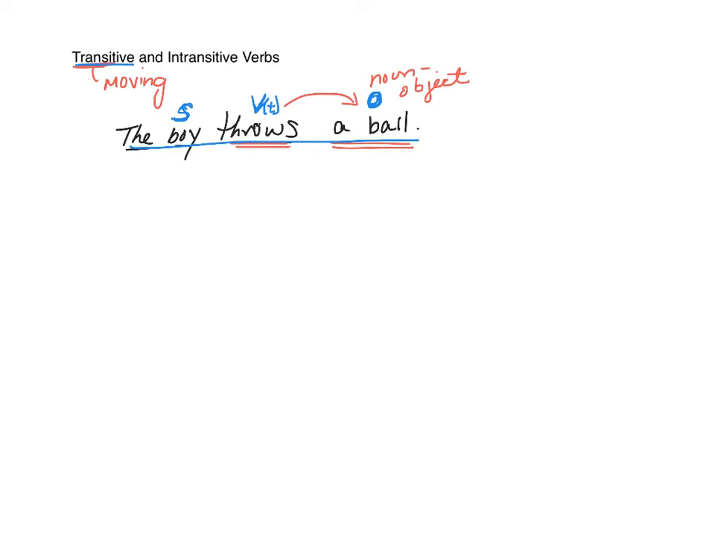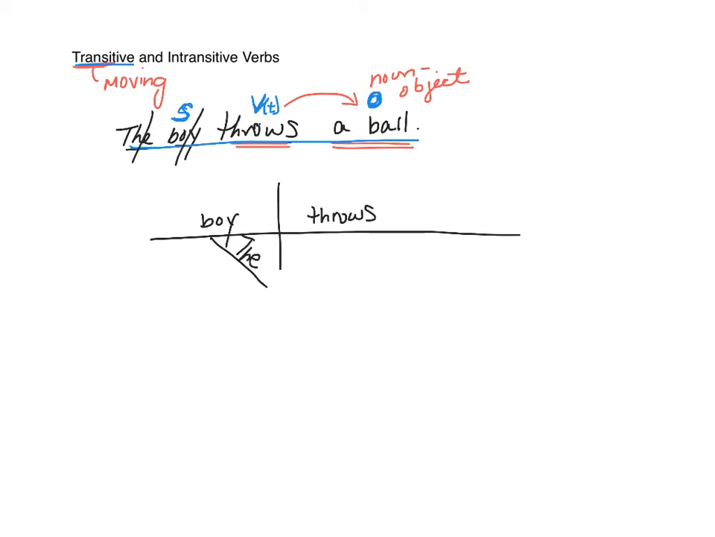Because the main idea, well, let's start with diagramming it the way we would have before. Before, we would have had subject, boy, separated from verb, throws. We then would have had the modifying boy, so that takes care of the boy throws. And at this point, you're going to be like, okay, what about a ball? Clearly, A is going to dangle under ball, but what do I do with ball?